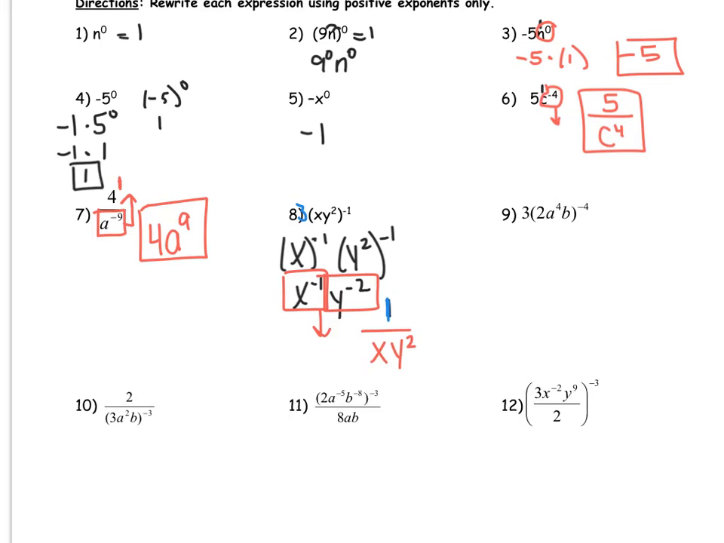PEMDAS, or order of operations, tells us we would do the exponent first. So we're going to have a 2 to the negative 4, a to the 4 to the negative 4, and then b to the negative 4. And then there's this 3 out front. Now what I would like everybody to do is type in 2 to the negative 4 in their calculators. Pause the video until you've done so.